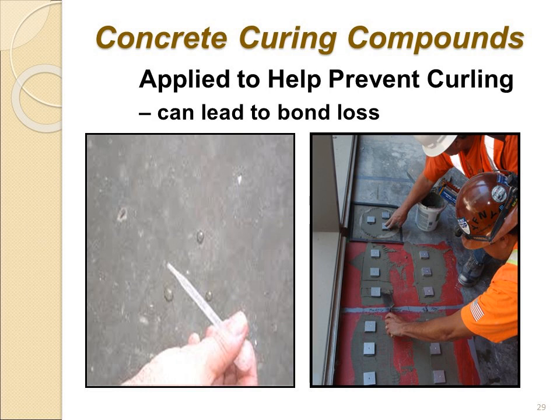Now, in many applications, the general contractor will apply a curing compound to help prevent curling of the slab, keeping moisture within the slab so that it lays flat. Well, many of us have found over the years that the application of a curing compound can cause bond loss, because it's very difficult for a mortar that's designed to grab hold to a concrete slab that's porous.